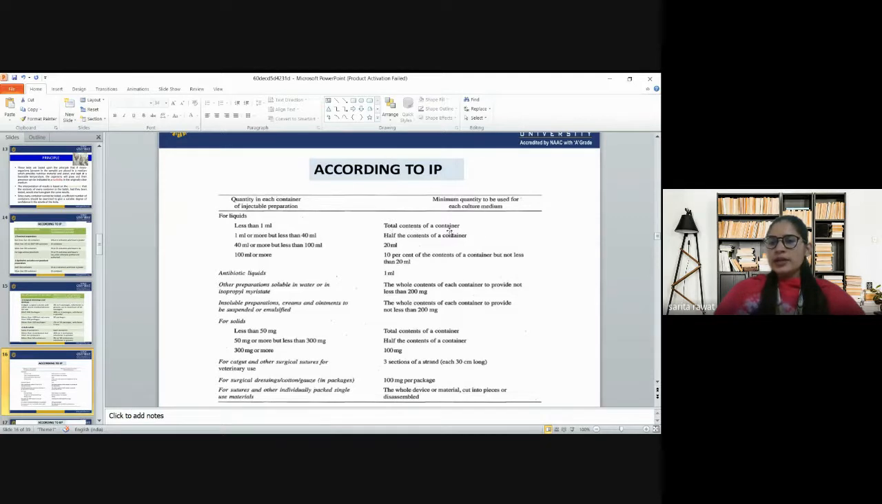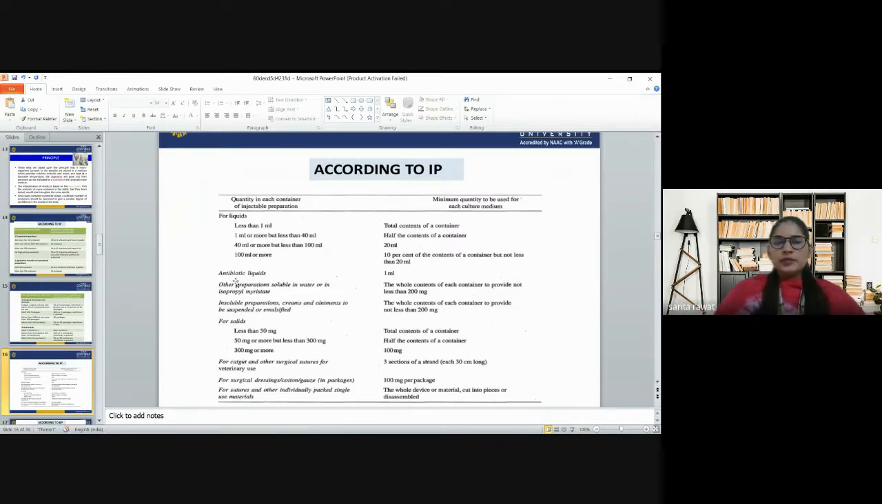For a container of 1 ml or more but less than 40 ml, we have to take half the contents of a container. If there is 40 ml or more but less than 100 ml, we have to take 20 ml. Then if there is 100 ml or more, we have to take 10% of the contents of a container, but not less than 20 ml.